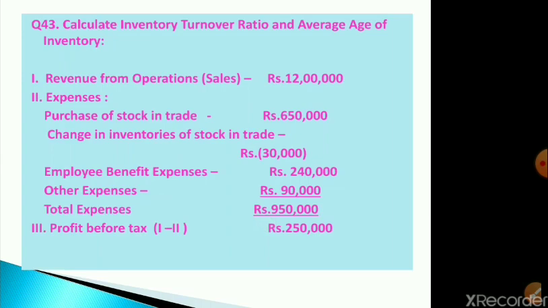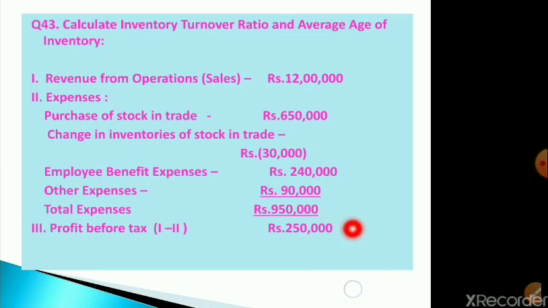Next, question number 43. Calculate inventory turnover ratio and average age of inventory. So in the question, we have sales 12 lakh, expenses we have purchase of stock in trade 6,50,000, change in inventories of stock in trade rupees 30,000 in negative balance, employees benefit expenses rupees 2,40,000, other expenses rupees 90,000. Now total of expenses is given as 9,50,000.